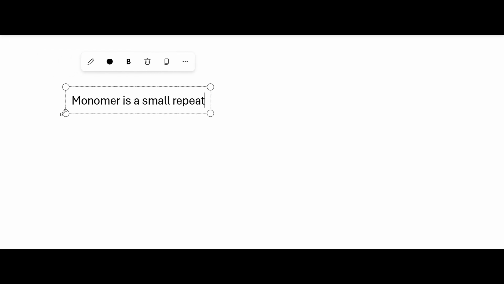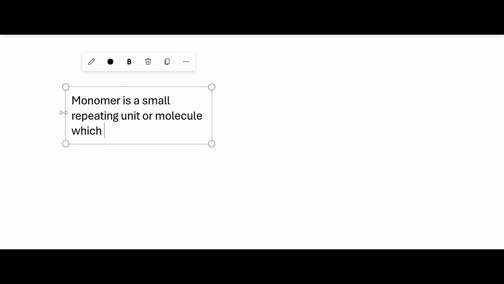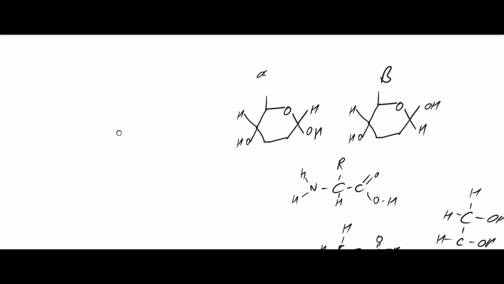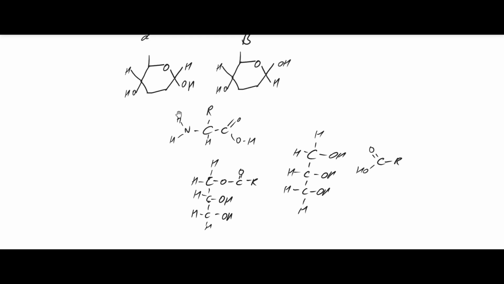Okay, so I'm going to start off with polymers and monomers, okay? So if I start off with the definition, a monomer is a small repeating unit or molecule which joins together to form a polymer using condensation reaction. Now I'll touch on condensation reaction in just a little bit, but first I'm going to show you the examples of monomers.